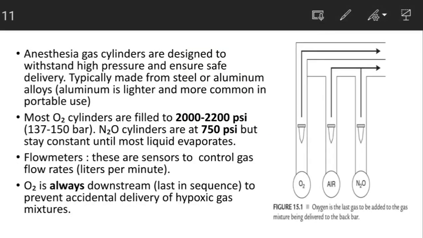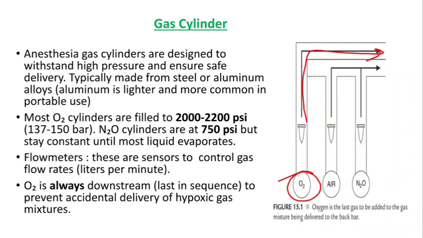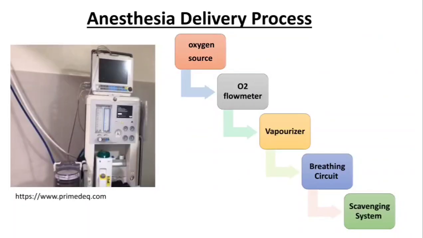So what we do here is that the oxygen is always kept last downstream, because that ensures that if there is a gas leak, oxygen is the last gas that the patient loses. So that will minimize the risk of delivering a hypoxic mixture of gases to the patient.